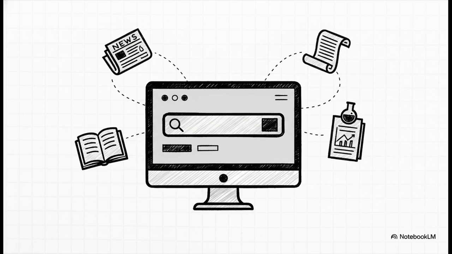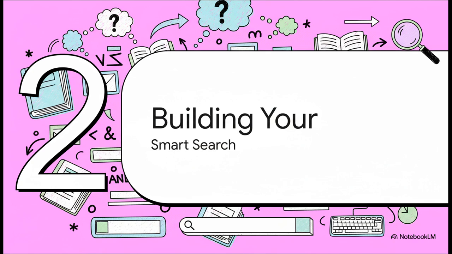See this Search Everything box? Think of that as your universal key. It's the gateway to finding articles, books, you name it, across a ton of different databases, all from this one spot.